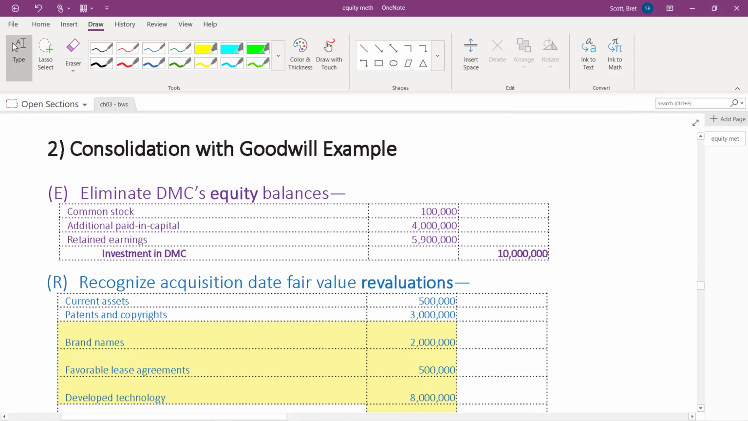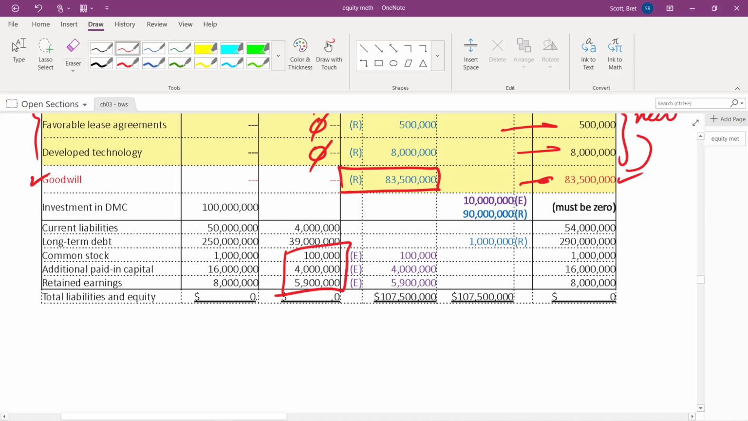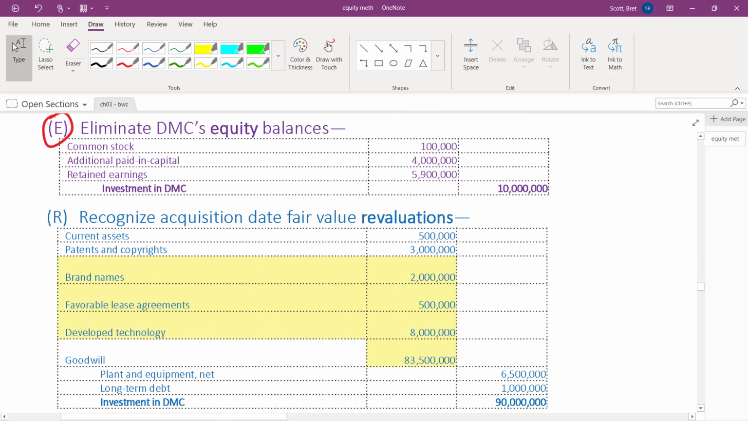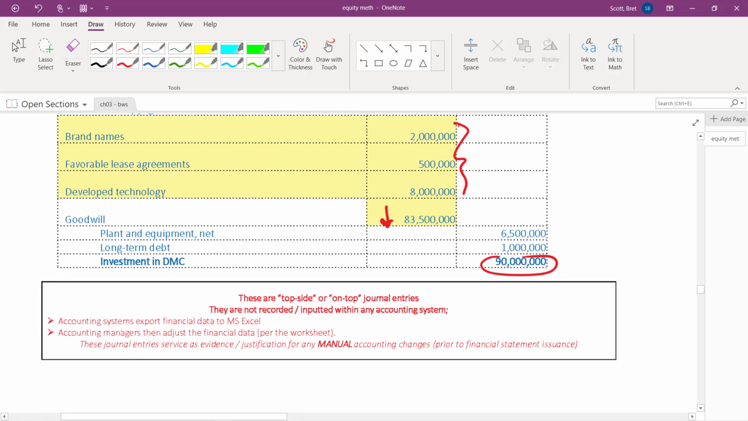Now we have to go through and figure out how the elimination journal entries changed. The simplest one that you can always remember is the E, the elimination of the equity balances. That doesn't change at all. Whatever is over here in DMC, get rid of it over here with these elimination journal entries. We only want to carry over our equity, not DMC's. So that journal entry hasn't changed. The revaluation journal entry has changed. We've included these and we've shrunk down goodwill, but everything else is still the same in that case.